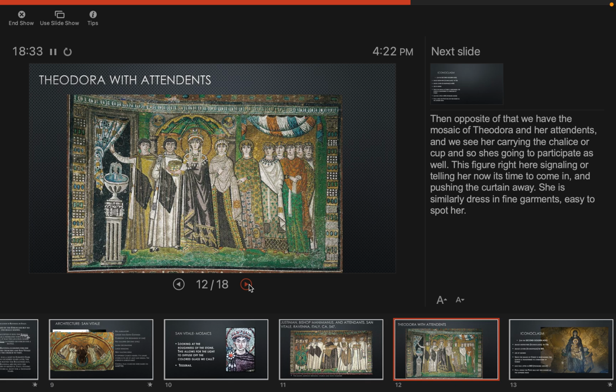And then on the opposite wall, we have Theodora and her attendants, and we see her carrying the chalice or the cup. So she's going to participate in the ceremony as well. This figure right here is kind of signaling or telling her now it's time to come in, and they're pushing away the curtain. She is similarly dressed in fine garments, easy to spot her out.